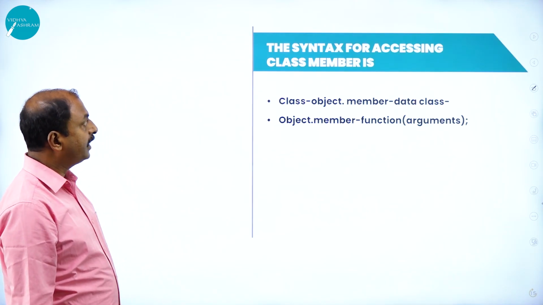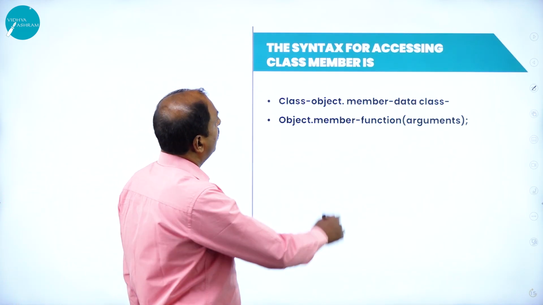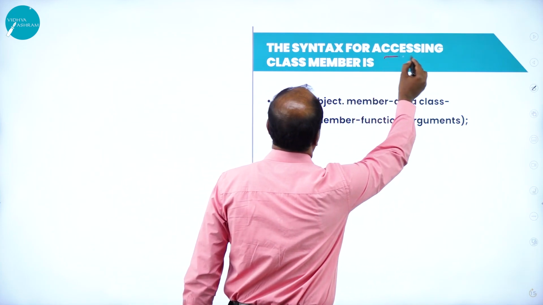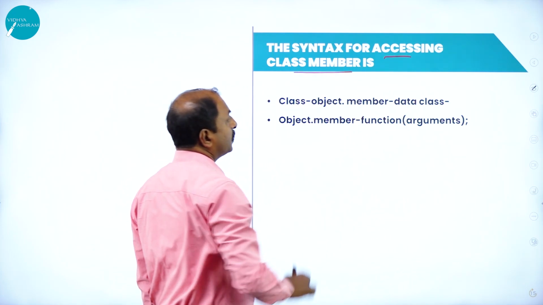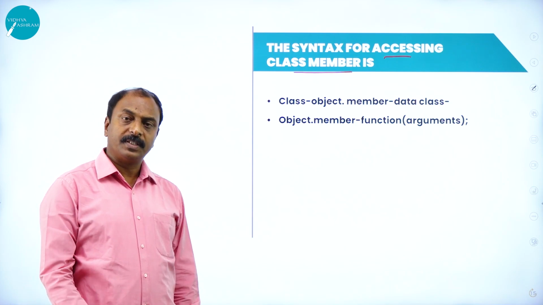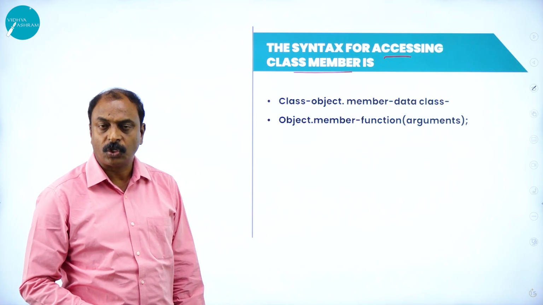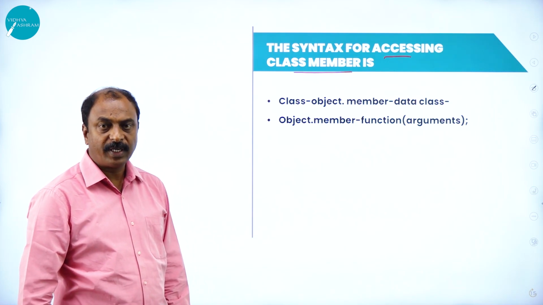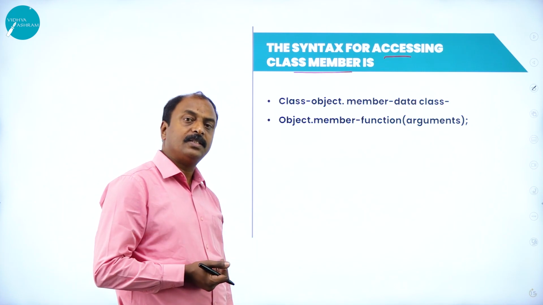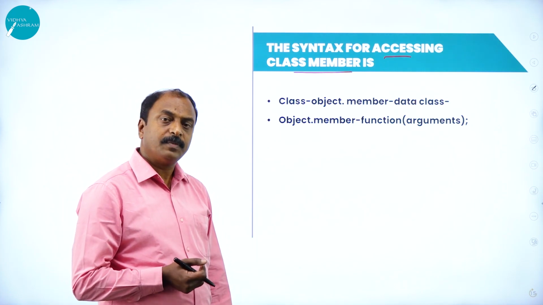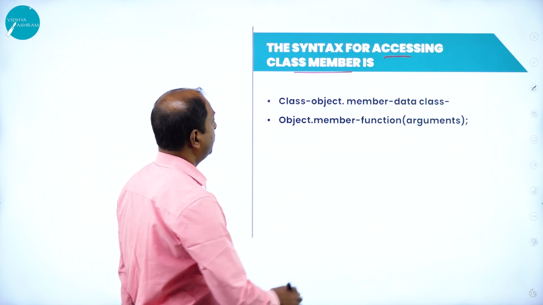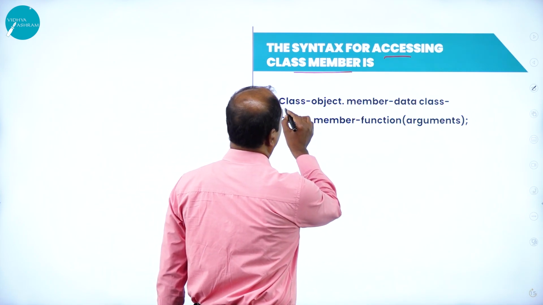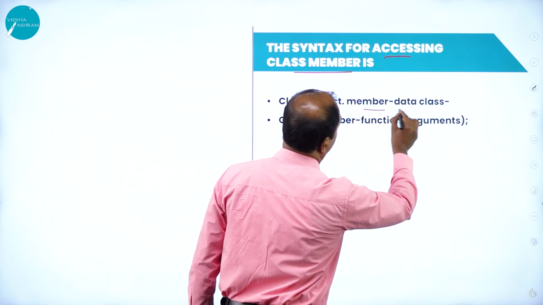Now in the next slide, let us see the syntax for accessing class members. We now know what a class is. A class consists of member data as well as member functions. Now how do we access those data members as well as member functions of a class? Here the syntax is class object dot member data.